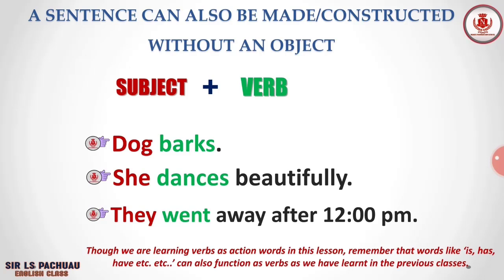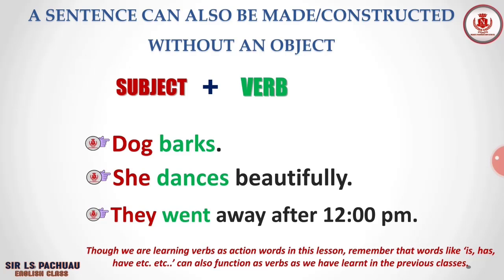And here's one point that you have to know. Though we are learning verbs as action words in this lesson, remember that words like is, has, have can also function as verbs, as we have learned in the previous classes. I think you have all known about this. Is is a stative verb, and has, have are belonging verbs.